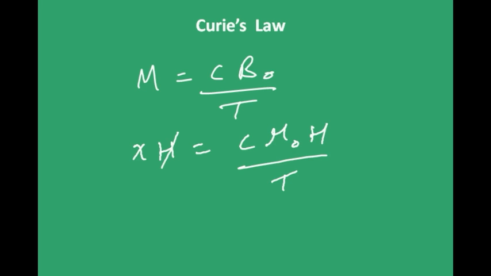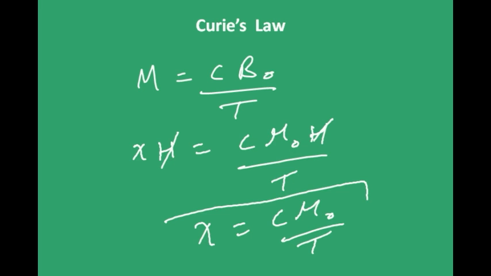So this H gets cancelled here, and I can finally write chi is equal to C mu naught by T. This is known as Curie's law, and C is the Curie's constant. Of course, I'm not writing the value because it is a material dependent property. It varies from material to material.